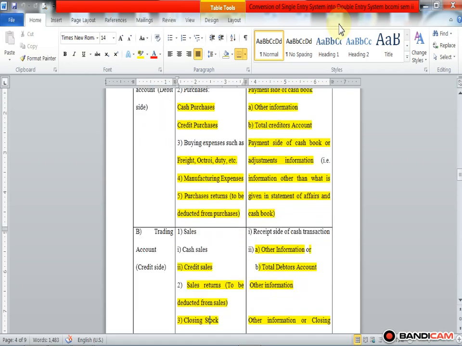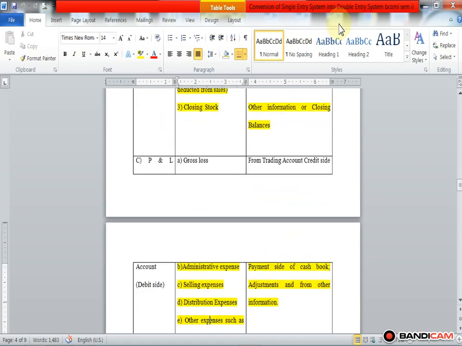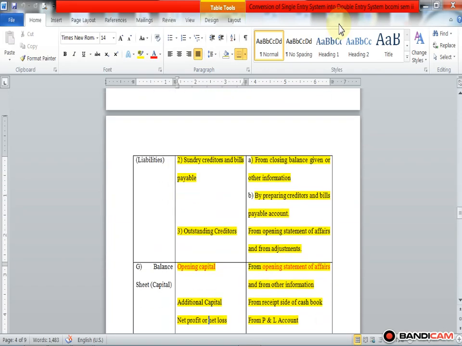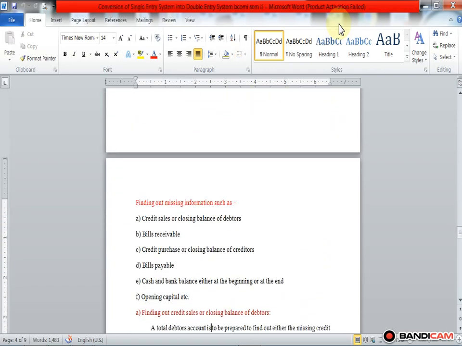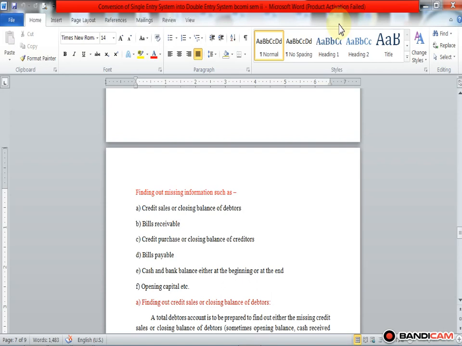In today's lecture we are going to discuss finding out missing information. We will study missing figures or missing amounts, how to find out missing amounts, and how to prepare a working note for finding out missing figures for preparing the financial statements of the organization.